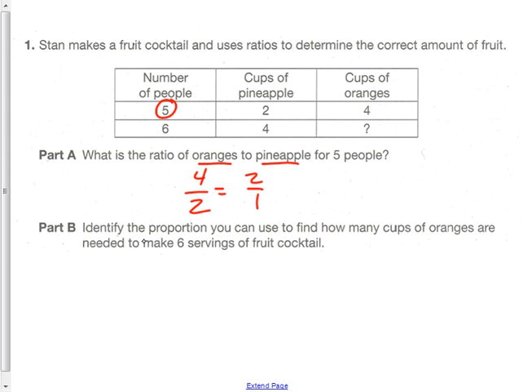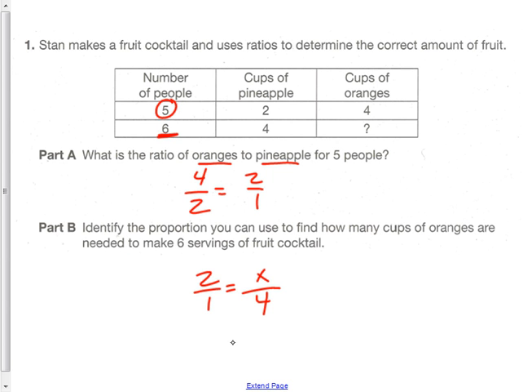All right, then it says identify the proportion you can use to find how many cups of oranges are needed to make 6 servings. So here's my 6. So I'm going to start with my proportion of 2 to 1, oranges to pineapple. And then I want to find out how many cups of oranges I need compared to the 4 cups of pineapple. Okay, so this is what I would set up now.